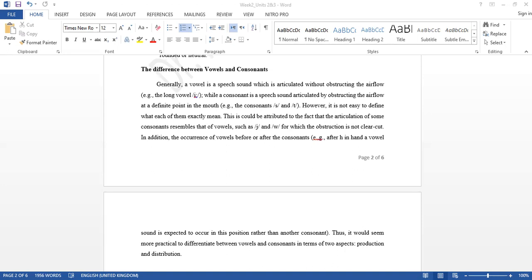Now, on the opposite, a consonant sound is a speech sound which is articulated by making a definite obstruction to the flow of air in the mouth. Even with nasal consonants, we expel the flow of air out of the nose, but the obstruction is made at a definite point inside the mouth, or by using the two lips. For example, for the m sound.